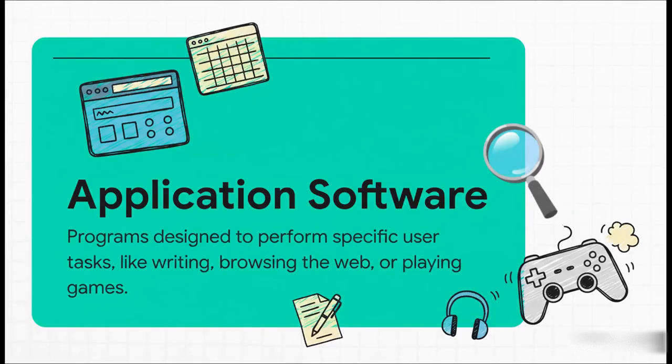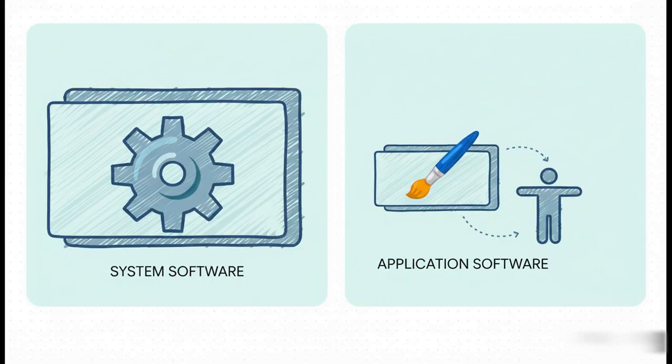And then you have application software, or as we all call them, apps. These are the programs that you choose to open to get something done. They literally sit on top of the system software. So your web browser, your spreadsheet program, your favorite game, those are all applications. They're designed for you, the user. So here's the simplest way to remember it. System software runs the computer itself, while application software runs on the computer for you. They need each other to work. You just can't have one without the other.